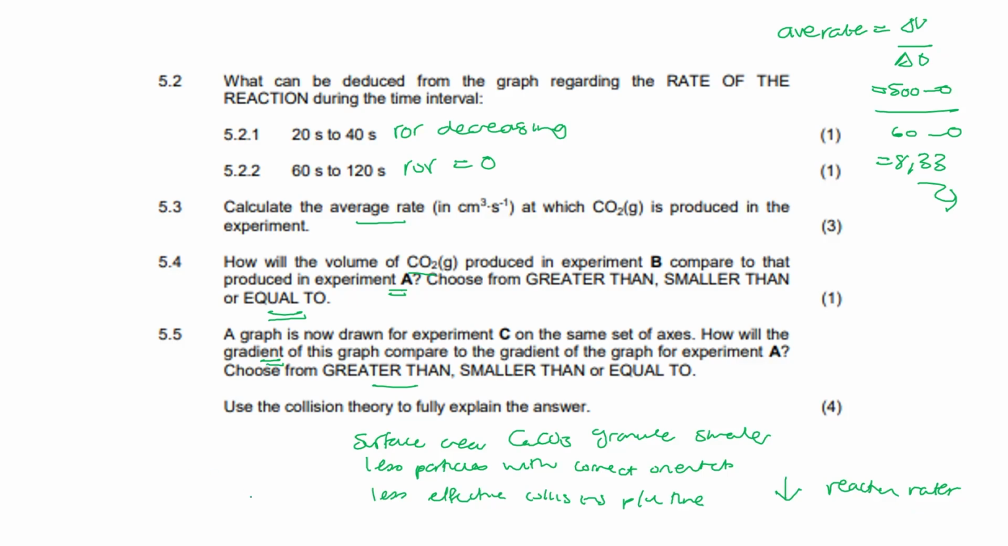And this is now for experiment, I used experiment C to explain this. Okay. You could have also used experiment A to explain. You could have said, oh, the surface area of calcium carbonate powder is greater than the granules. So there's more effective collisions per unit time, which will increase the reaction rate.